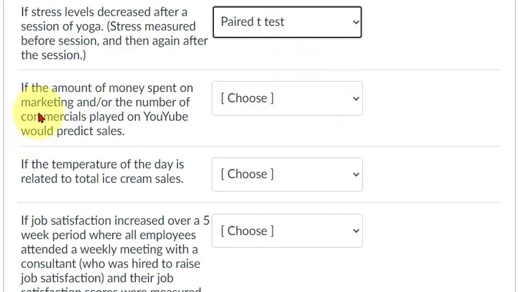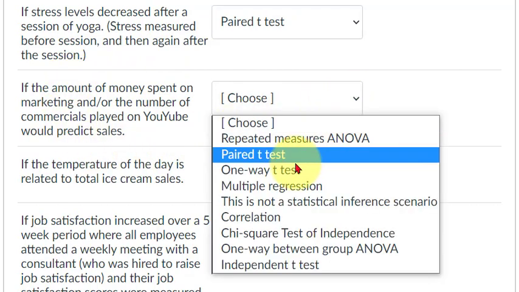Next question. If the amount of money spent on marketing, that's a continuous variable, and the number of commercials played on YouTube would predict sales. So you got two predictor variables. How much money is spent on marketing and how many commercials are played on YouTube. Those are both continuous variables trying to predict sales. The word predict tells you right off the bat it's a regression. And if it's got more than one IV, it becomes a multiple regression. So that's your answer for that one.